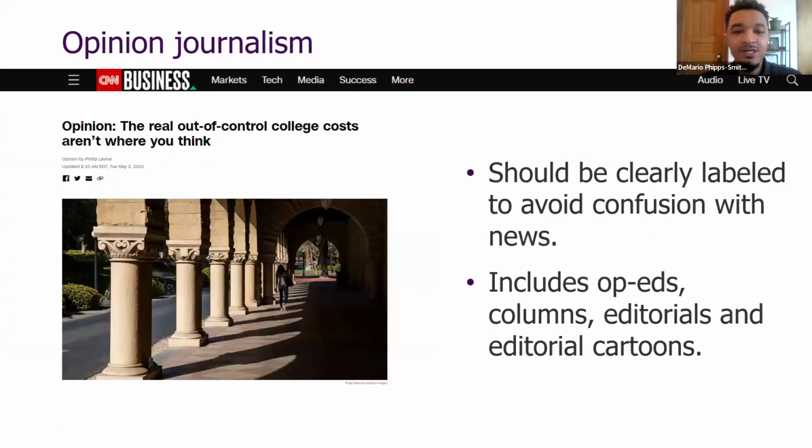So again, this can't be understated. Good opinion journalism should be labeled correctly, and labeled clearly so that it can avoid confusion with news. Here's an example from CNN Business. Their opinion piece literally says opinion, right? Literally says it. And in the byline, before the author's name, it doesn't say story or article written. It says opinion written by. Great distinction. Very good example.